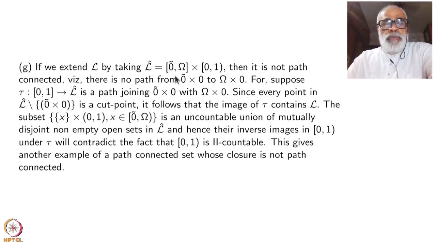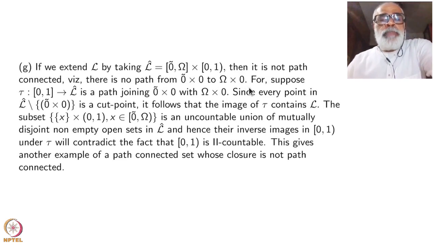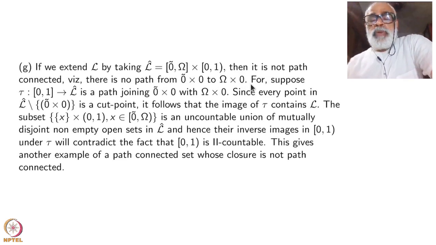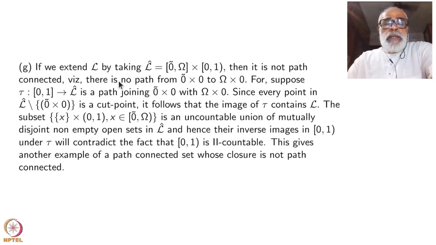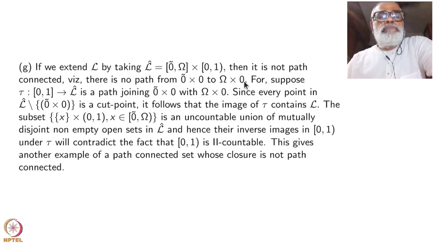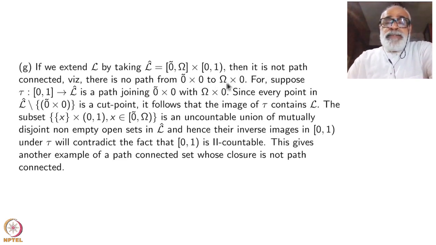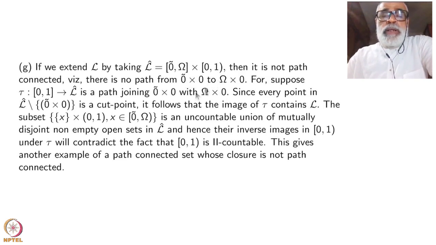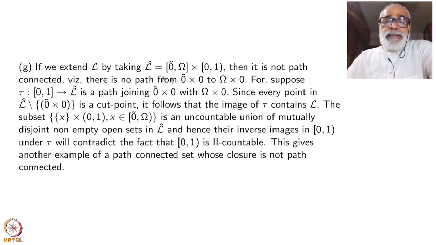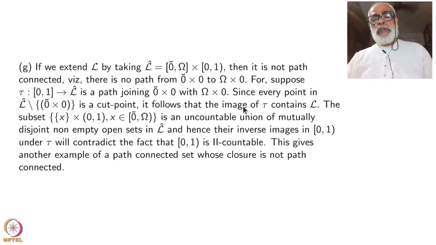Okay, then this will be a larger space than L, and that is not path connected. So that is what I am going to prove. Namely, there is no path from 0 cross 0 to omega cross 0. We know it inside 0 to omega because there are too many discrete points here. But this path is inside L. There is no path. This is what we want to say.